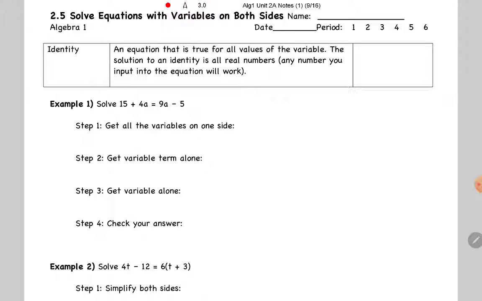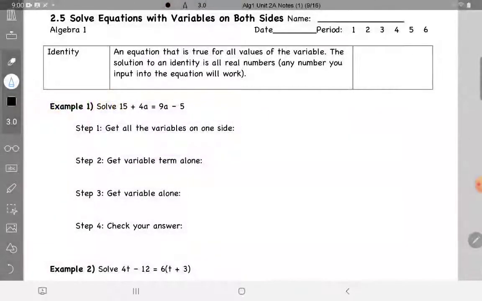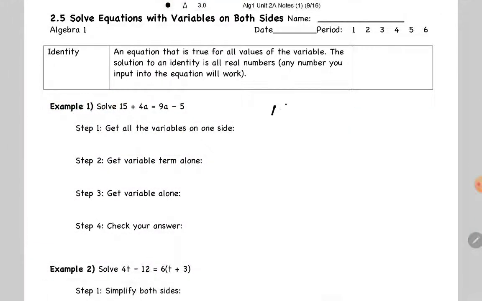Now there's more variables. So in order to do that, we need to move them to one side. So we're going to get all the variables on one side. So I'm going to rewrite this over here. 15, let me change colors. Some people don't like red. So here we go, 15 plus 4a equals 9a minus 5.